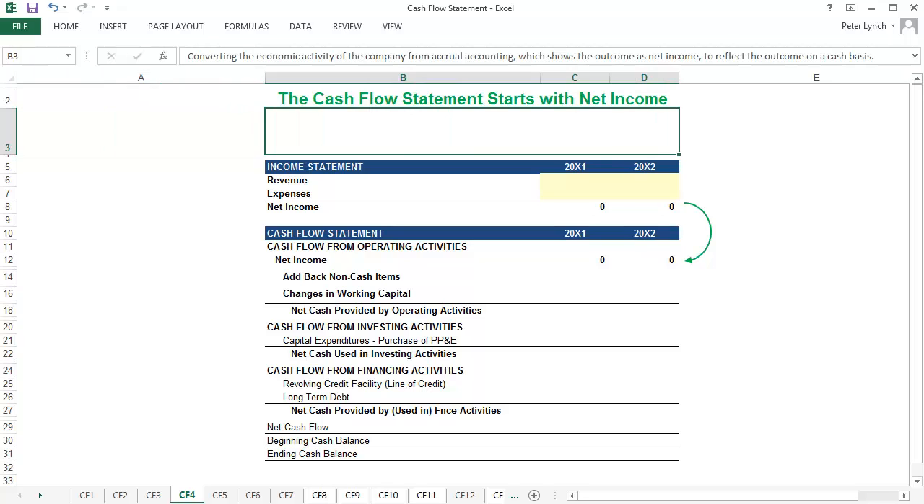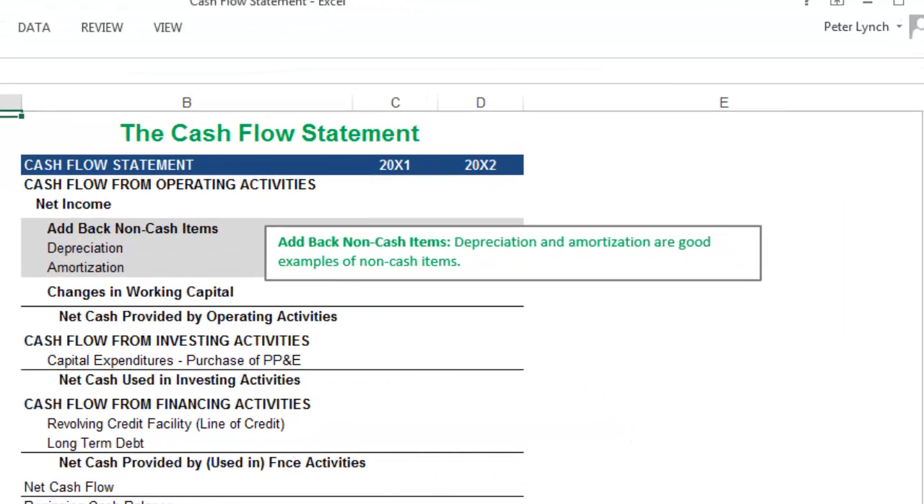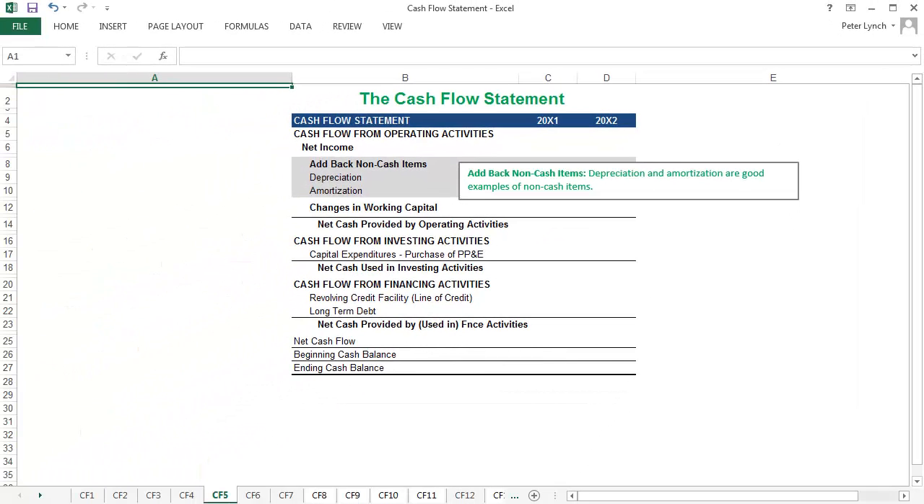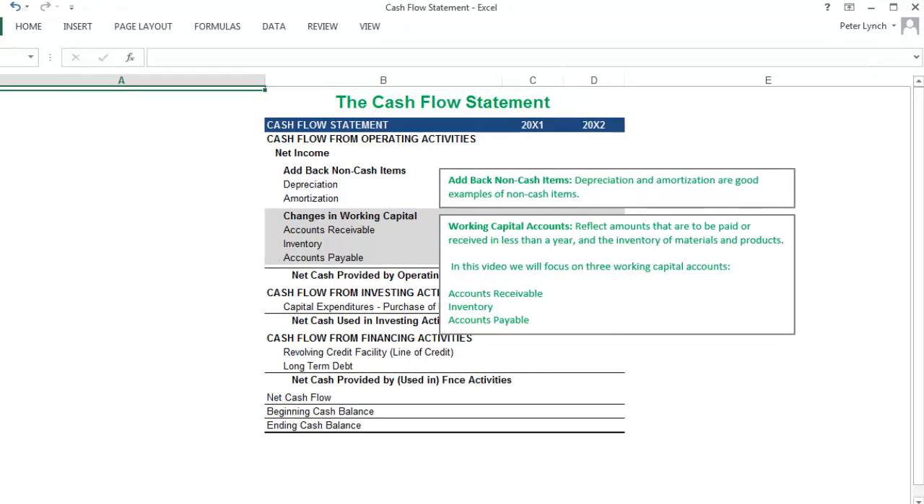And what you're doing as you work towards your cash balance is converting the economic activity of the company from accrual accounting, which shows the outcome as net income, to reflect the outcome on a cash basis. To work towards this cash balance calculation, starting with net income, you will then add back non-cash items. And here we have depreciation and amortization listed because they are good examples of non-cash items. Next, you will make adjustments for changes in working capital.